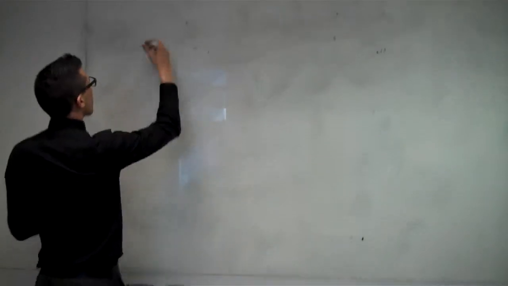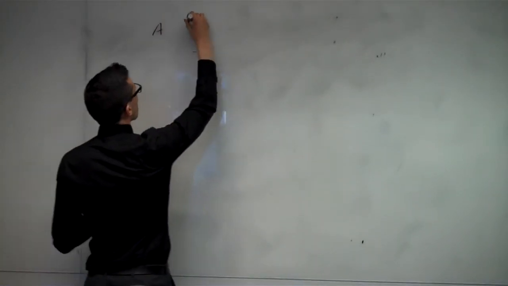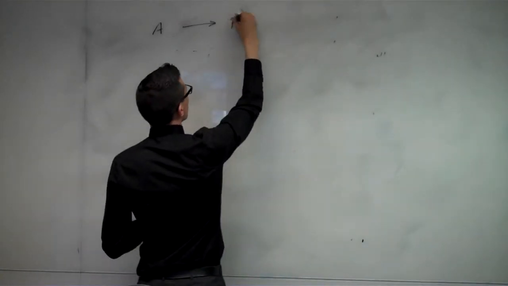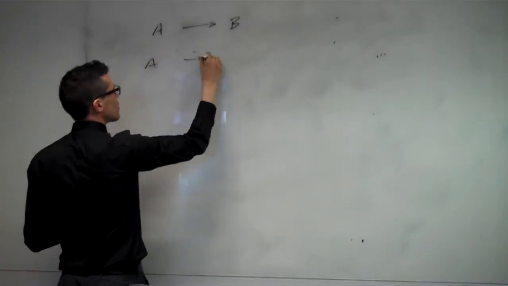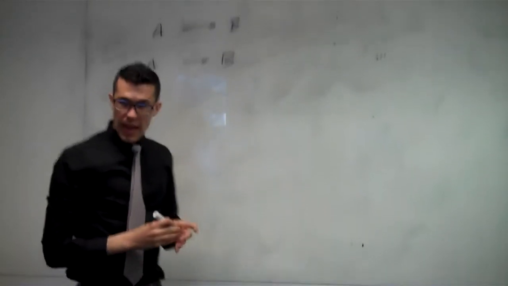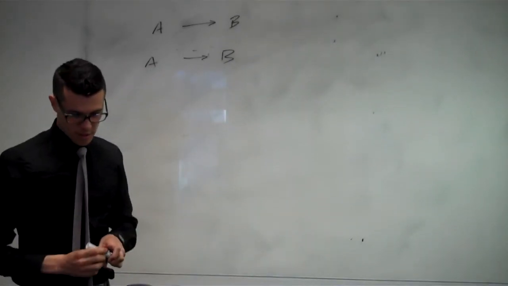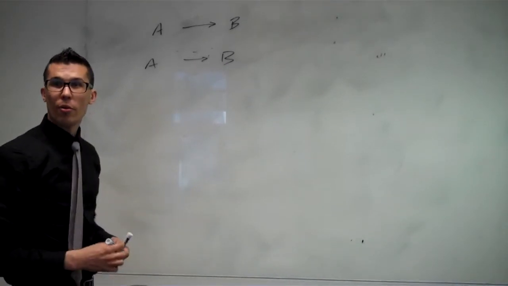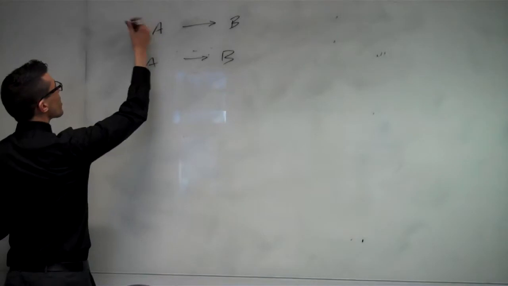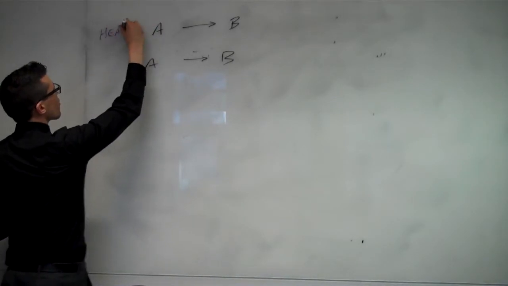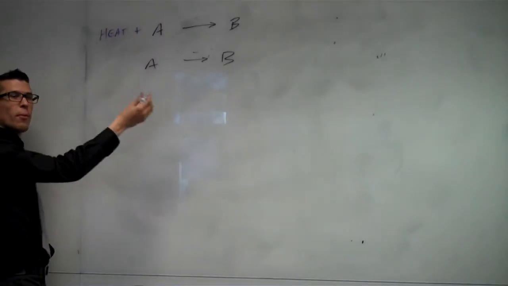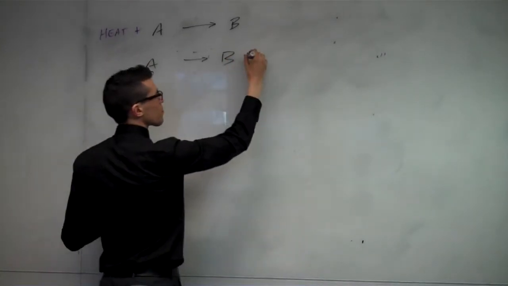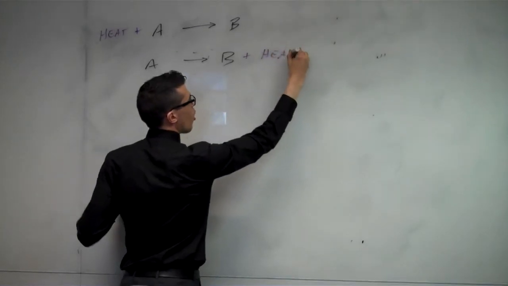Now, endothermic reactions. I'm going to give you a couple examples here. A goes into B. Endothermic reactions are reactions where you have to put in heat to make the reaction go. So heat is always going to be part of the reactants to be endothermic. Exothermic, heat is always a product.